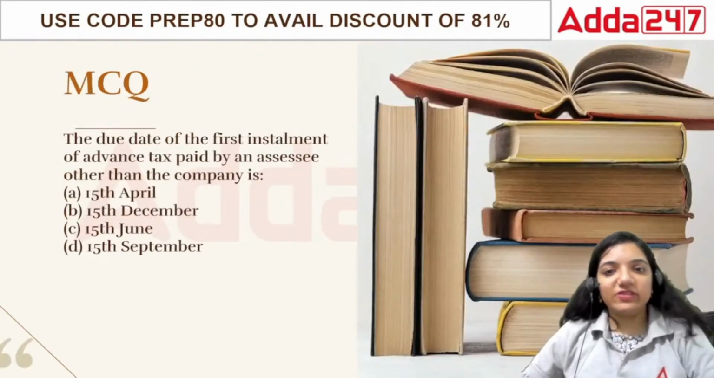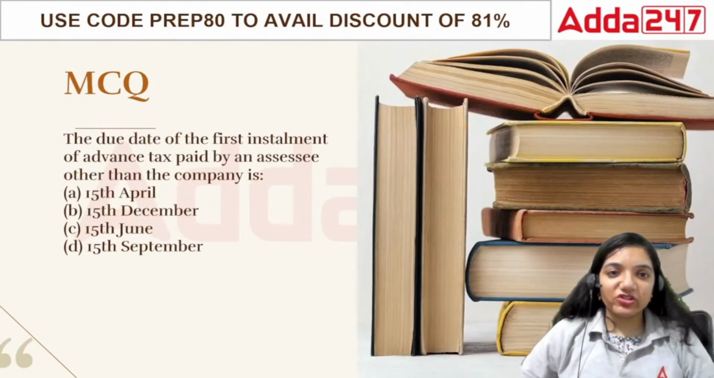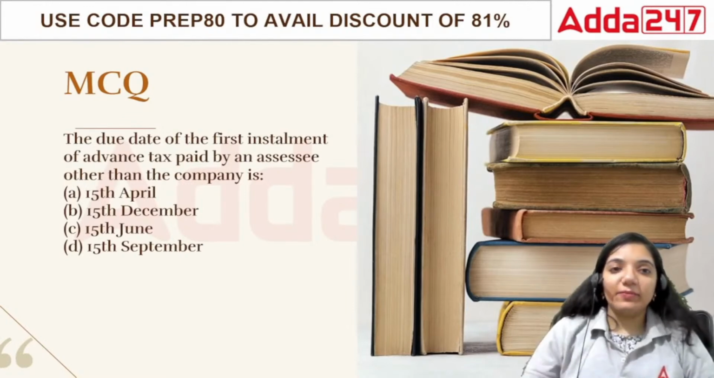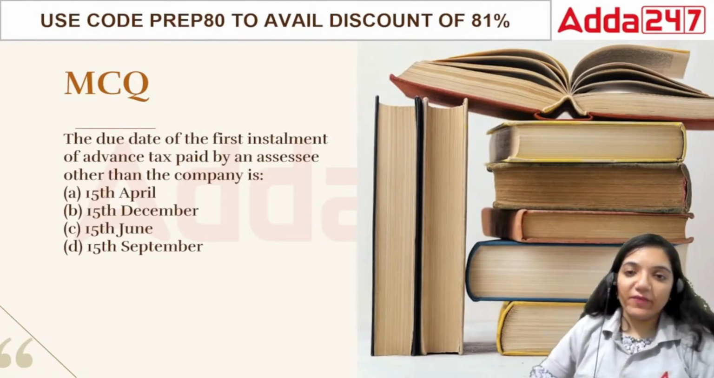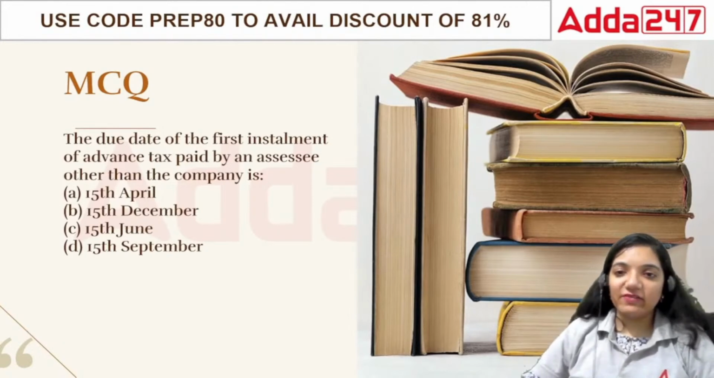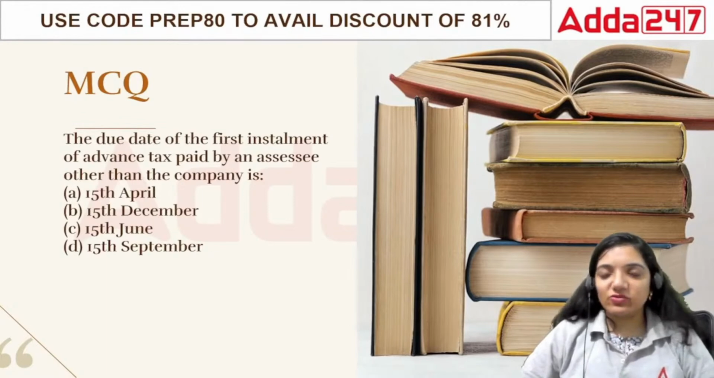So here comes the first question. The question says, the due date of the first installment of the advance tax paid by the assessee company is on 15th of April, 15th of December, 15th of June or 15th of September. Overall, in terms of advance tax, we have different sections there. Even the penalties are defined like that: 234A, 234B, and 234C. Three different penalties based upon the advance tax.